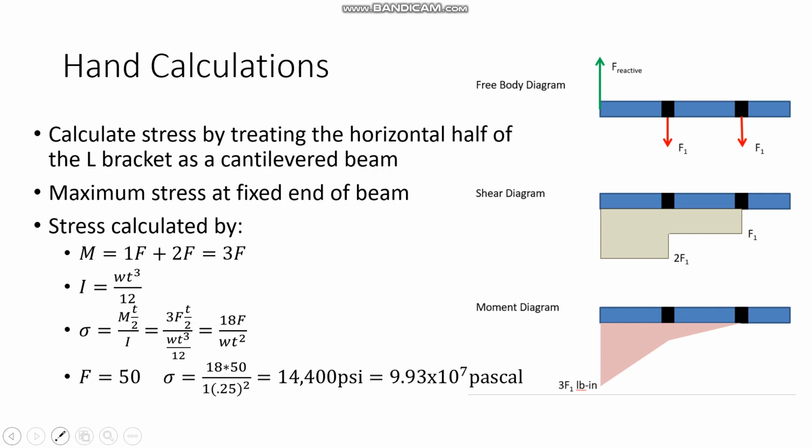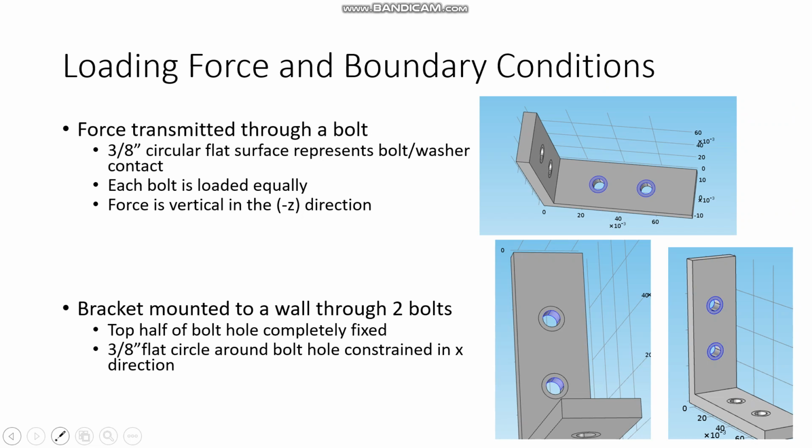With the 100-pound total load, the individual force each bolt sees is 50 pounds. Here's the updated calculated stress that I used to verify the model. Here are the boundary conditions that I found most accurately represents a bracket bolted to a rigid wall with a vertical force going through bolts on the other end.